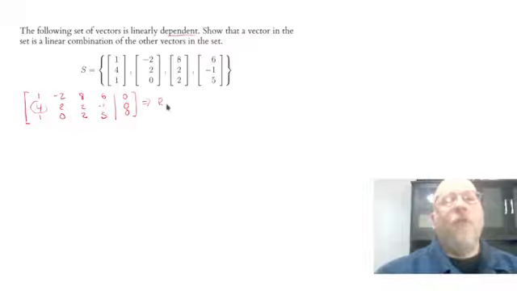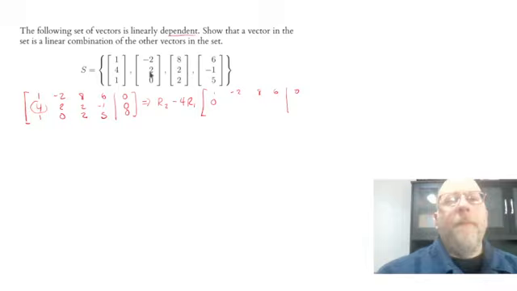So I'm going to take row 2 minus 4 times row 1. 4 minus 4 is going to give me a 0. Let me go ahead and copy the top row. 2 plus 8 is 10. 2 minus 32 is negative 30. Negative 1 minus 24 is negative 25. And 0 minus 0 is 0. All right.